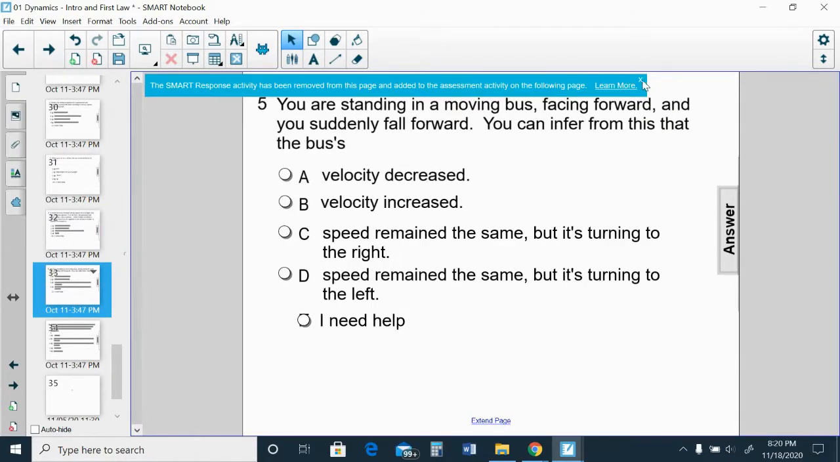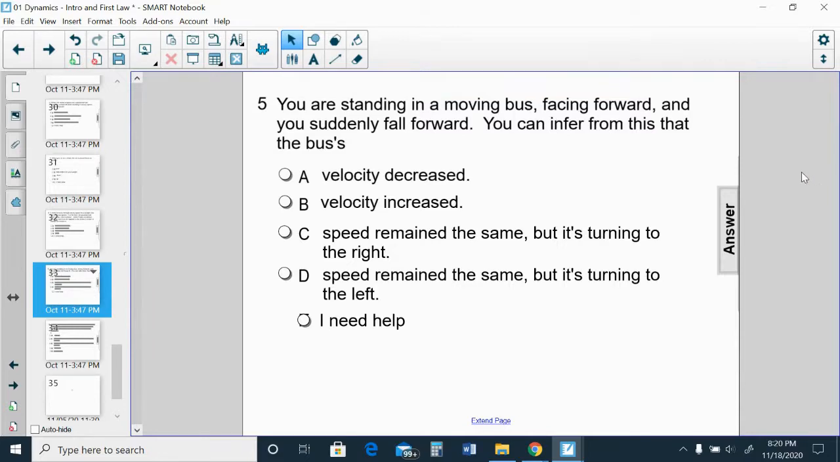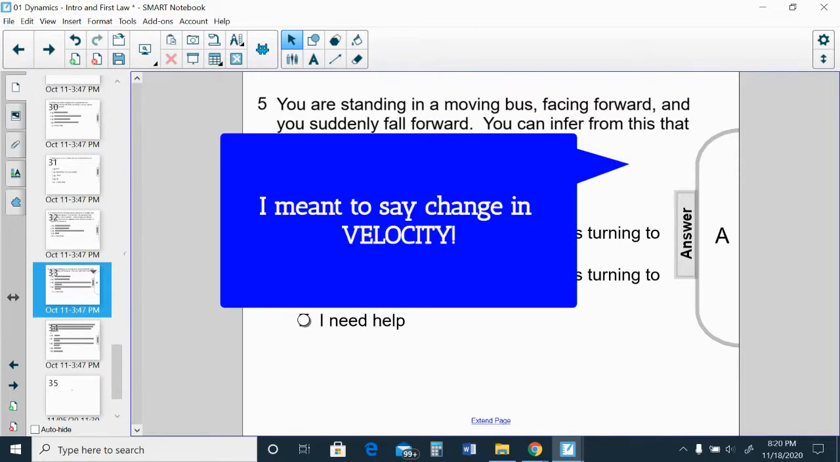You're standing in a moving bus facing forward, and you suddenly fall forward. You can infer from this that the bus's velocity decreased. So when you are within the bus, you are moving along with it. So you are experiencing a velocity. The act of hitting the brakes is a force that is only acting on the bus. So the bus will experience a change in acceleration based on that. However, the force of the brakes did not act on you, so you will not experience a change in acceleration. Therefore, you will continue moving forward, just as the bus was previously.